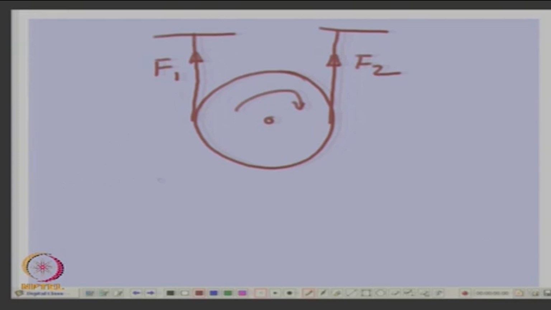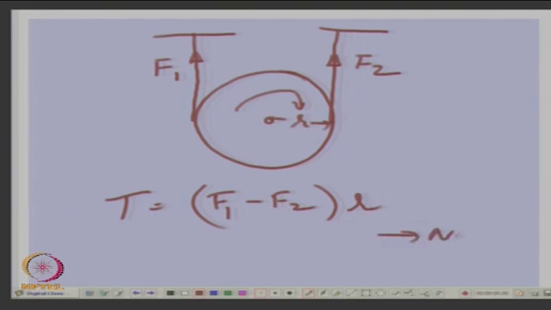If this is the force and this is the radius, what is the torque equal to? F1 minus F2 times R. And what is the unit? It is Newton meter. When F is in what unit? Supposing R is in meters, no problem. What will be this F1, F2? Can you measure? Do you have the spring balance? What do they actually measure there? Supposing this is in kg.